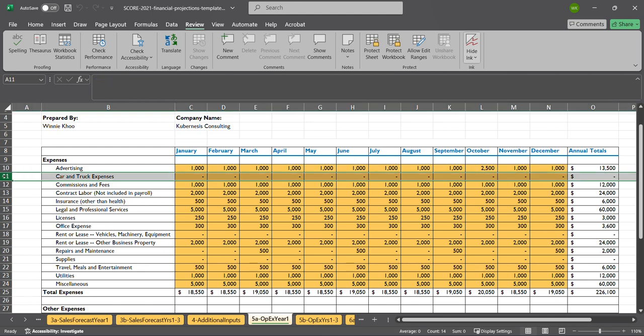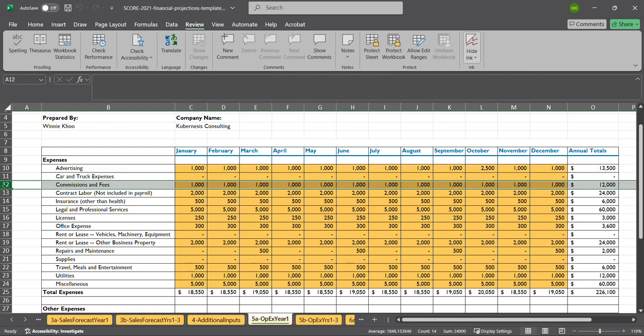Next, car and truck expenses. It's fairly intuitive. If you have a company car, van, a lot of service-based companies like plumbing, if you're a plumber or a caterer, you might have a van for transporting your tools or the food that you're going to provide for events. Also, if you have employees that will submit receipts for gas or parking reimbursement, that would fall under the car and truck expenses.